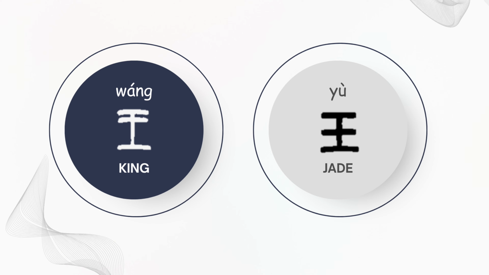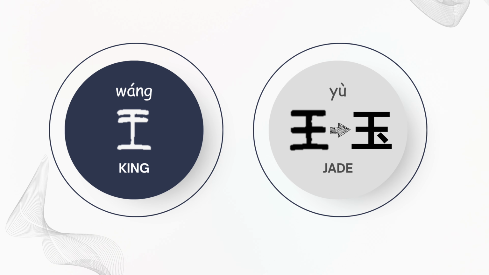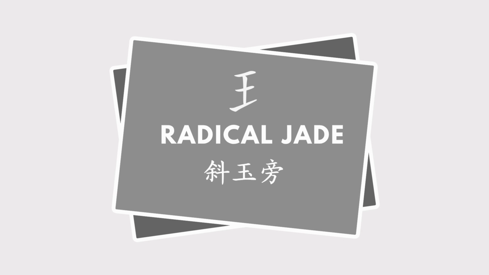Thousands of years ago, Yu and Wang looked almost identical. To make them easier to tell apart, ancient people added a small dot to the lower right corner of Yu. However, when Yu was used as the left-hand component of another character, that dot was dropped for convenience. Over time, it evolved into the form that looks exactly like Wang today. So whenever you see this so-called Wang radical, think jade, not king.